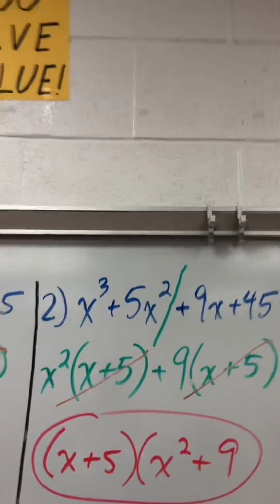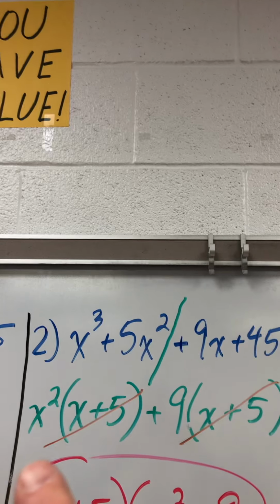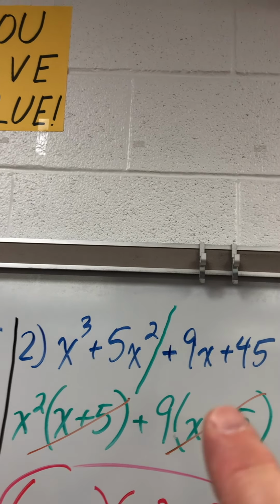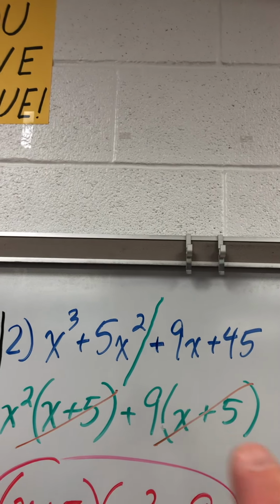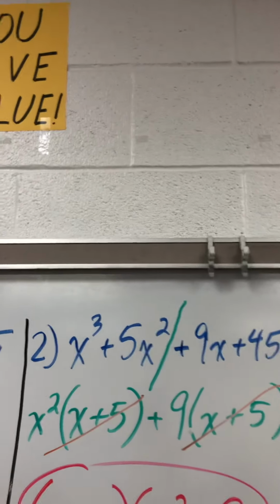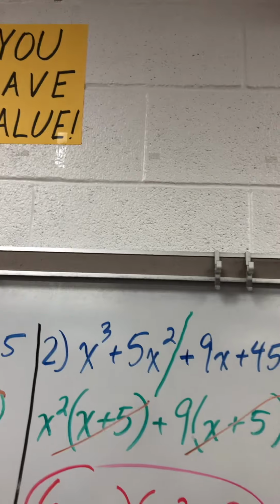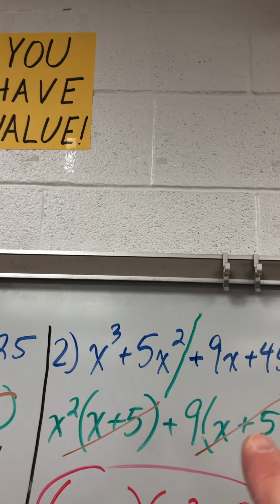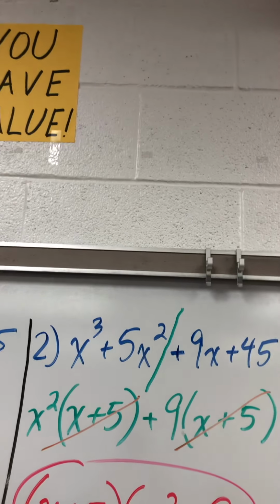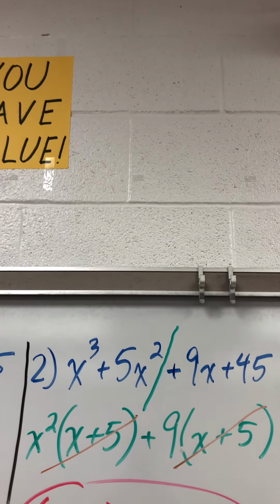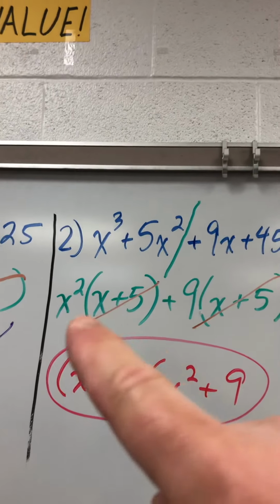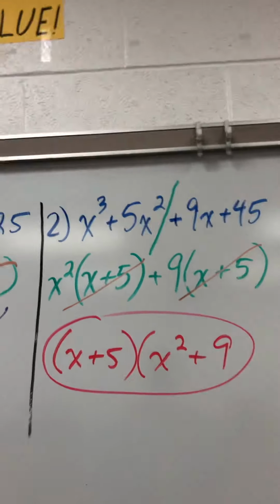So the other one. What's common? x^2 times what's left? x + 5. What's common here? 9. What's left? x + 5. When you factor by grouping, you're always going to have the same piece left over in both groups. Okay? If you don't, then you did something wrong. x + 5 is common to both. You're left with x^2 + 9. Bada bing, bada boom.